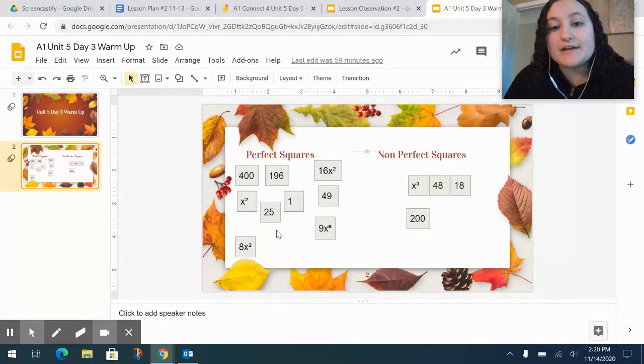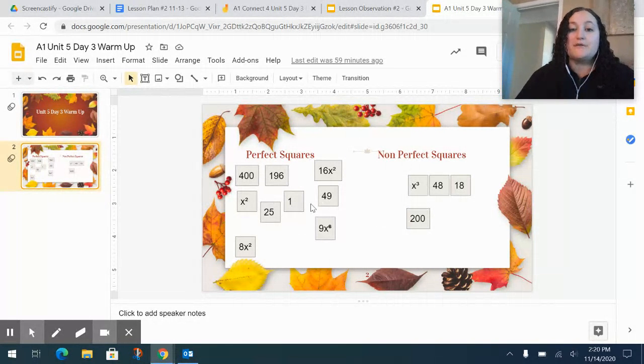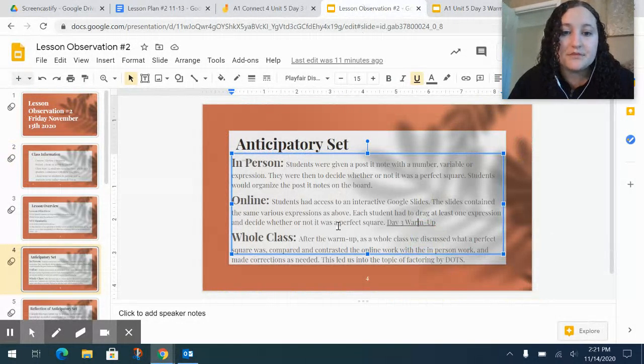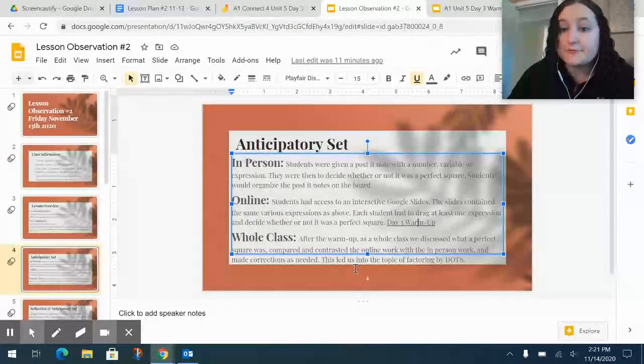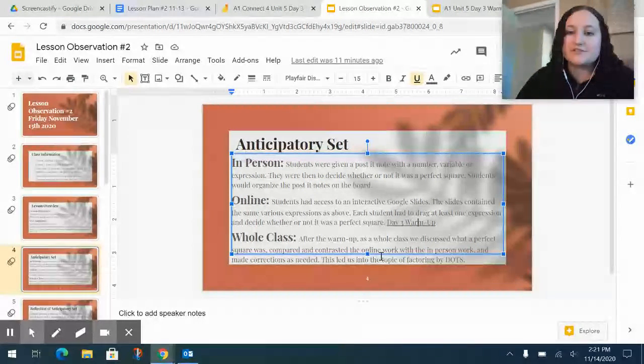And my students in person were actually kind of seeing students drag this as they went along, so in real time. And then we had some discussions about what matched up, what was different from our in-person versus our online students. And I made sure there were enough choices that all students online were able to drag at least one of the expressions. So as a whole class, we discussed what a perfect square was. My students gave me the definition. We compared and contrasted the online work versus the in-person, which expressions matched up, which were different, and then we made corrections as needed. This led us into the topic of factoring by dots.